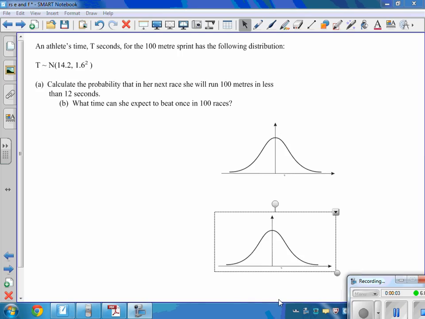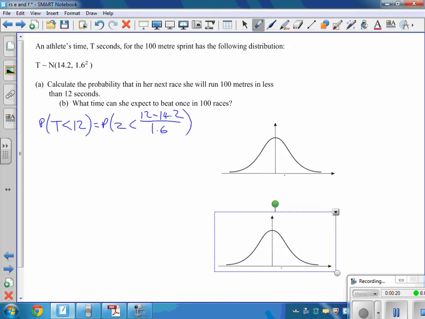Question 2, they've already defined t as the time for the 100-meter sprint, and we just got a part A, standard sort of stuff. Find the probability that t is lower than 12 seconds. So our usual conversion, take away the mean and divide by the standard deviation. So we're looking at trying to find out what's the probability that z is lower than minus 1.138.